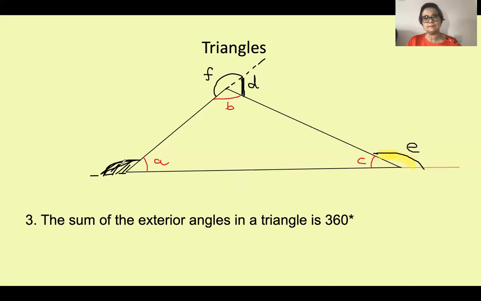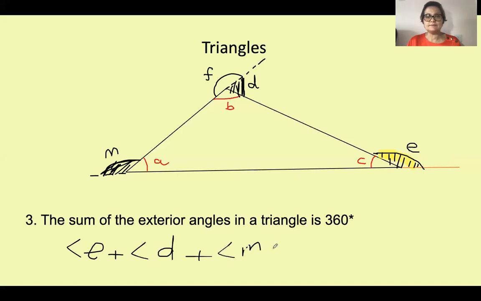Okay, let me draw some lines to it. This one is the exterior angle, right? And this one here is also an exterior angle. All right, so these three angles, which are E plus D plus, let's call this M. So angle E plus angle D plus angle M equals 360 degrees. This is what the theorem says: the sum of the exterior angles in a triangle is 360 degrees.